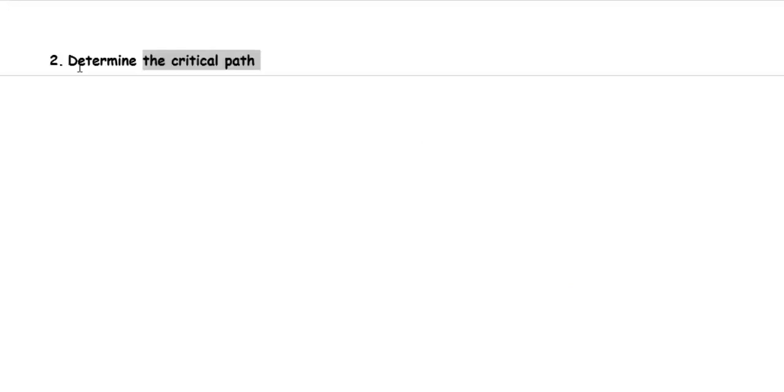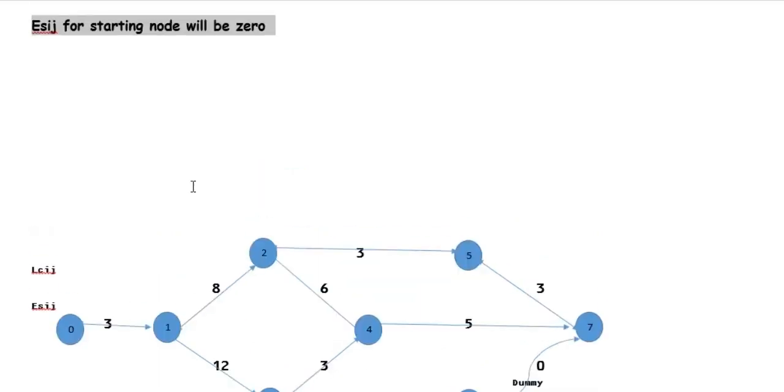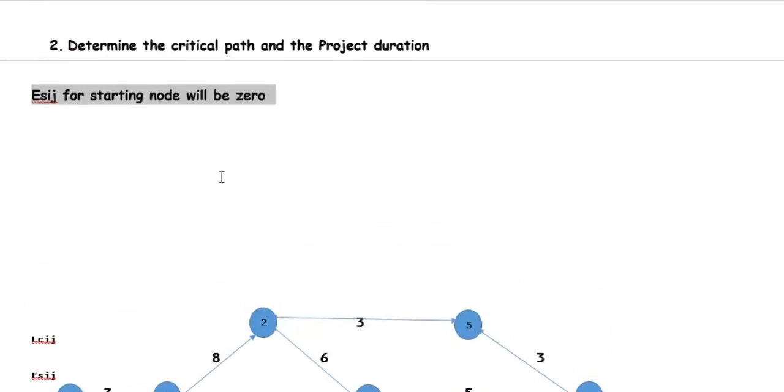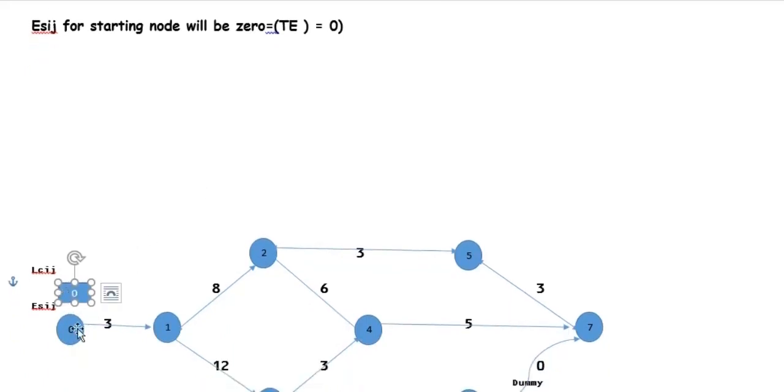Determine the critical path and the project duration. So we have to copy the same diagram from the top to the bottom again to find the critical path and the project duration. We have to find the earliest start time and the latest completion time for each and every node. The earliest start time for the starting node will be 0, TE0 is equal to 0.